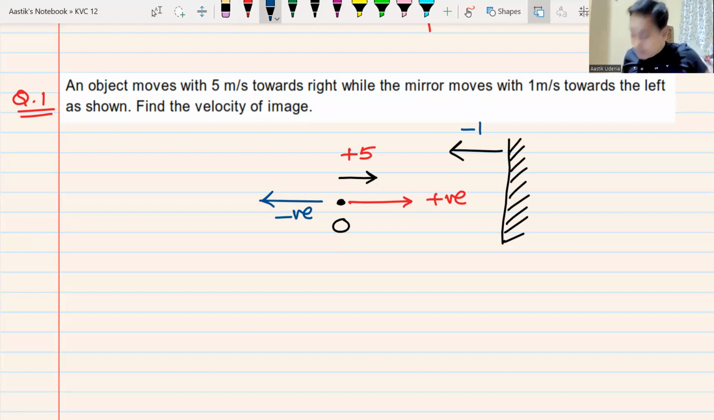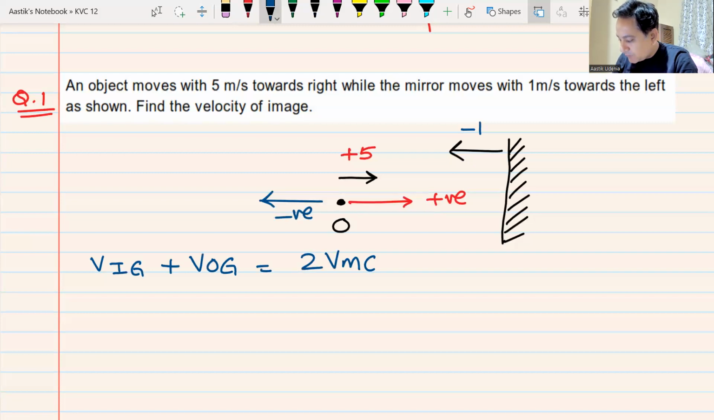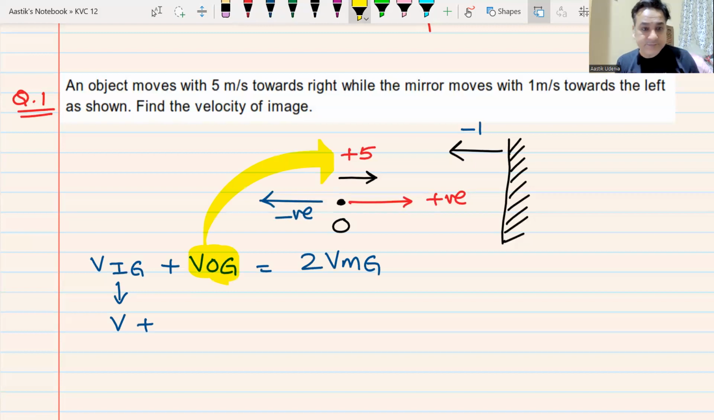Yes or no? Now I apply the simple concept: velocity of image with respect to ground plus velocity of object with respect to ground must be 2 times the velocity of mirror with respect to ground. Velocity of image with respect to ground I do not know, let me call this V, plus velocity of object with respect to ground. What is the answer for this one? This yellow one is +5. Yes or no? So this is +5.